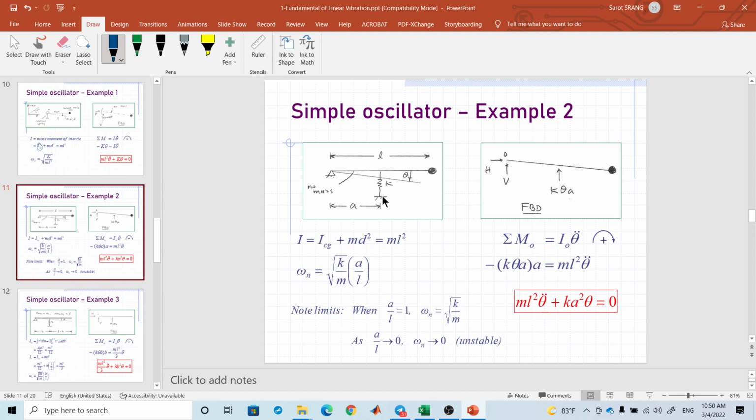Okay, and here there is another simple oscillator. You have a hinge joint here, and you have a spring at the middle now. Again, the inertia of the point mass that you calculate with respect to this hinge joint is equal to the inertia at the center of gravity plus inertia, mass times distance squared. Distance is L.